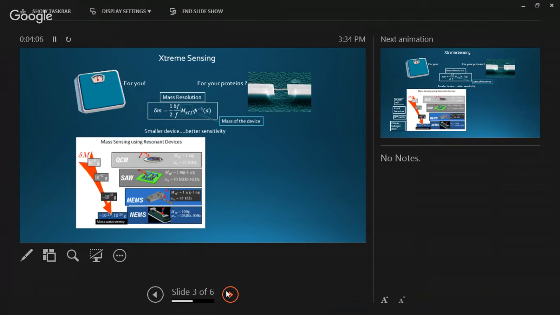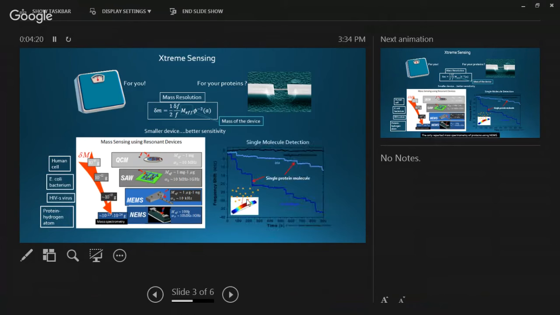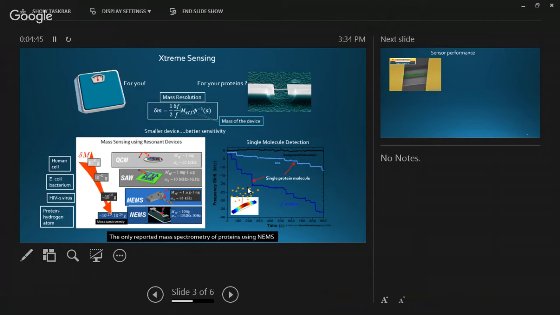Okay. In fact, about a few years ago, people showed that if you have a single carbon nanotube, you can measure the mass of a hydrogen atom. In principle, that can be done. On the right, in the graph, what you see is step-like structures. Each of those downward shifts is because of one protein molecule that has landed on these NEMS devices. So we can actually measure the mass of individual proteins. We can measure that they have arrived at our device. Okay, so that's one thing that we are interested in.